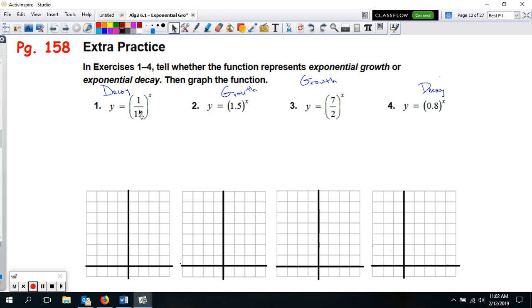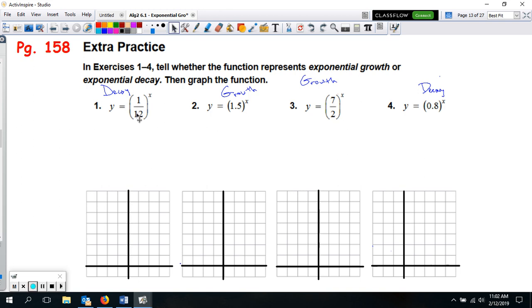Obviously the b has to be positive. So you wouldn't be ever seeing a negative b number here. So you just need to remember 1 is like the division between growth and decay. If it's more than 1, it's growth, less than 1 is decay. Alright, let's get into graphing these now.